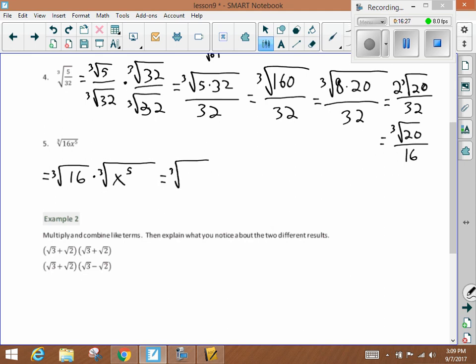I'm going to call this the cube root of 8 times 2, right? Because 8 has a cube root. And then that's going to be times, and I'm going to do something real tricky here. x cubed times x squared. Isn't it true that that's the same thing as x to the 5th?